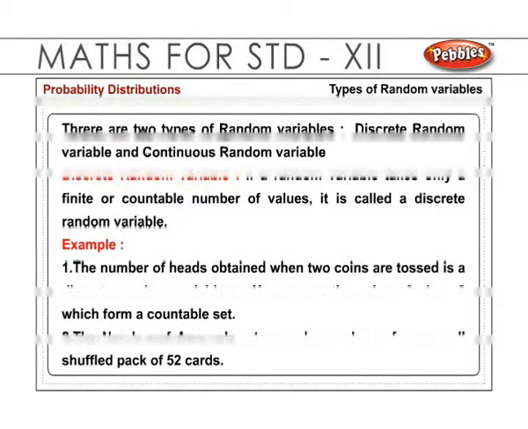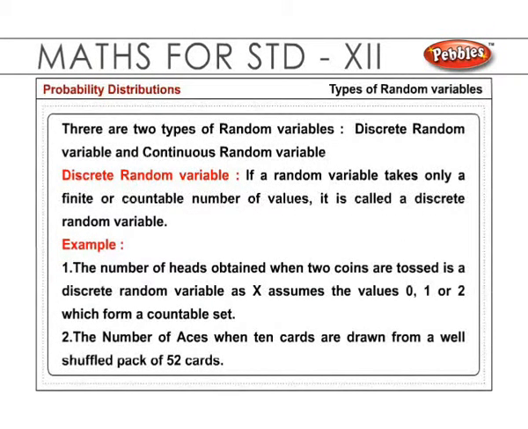Or countable number of values, it's called a discrete random variable. Example, the number of heads obtained when 2 coins are tossed is a discrete random variable, as x assumes the values of 0, 1 or 2, which form a countable set. The number of aces when 10 cards are drawn from a well-shuffled pack of 52 cards.